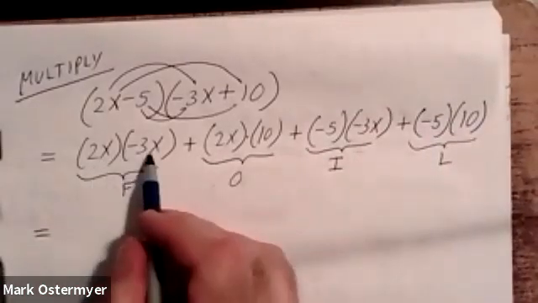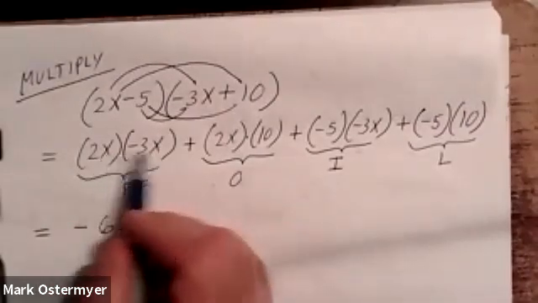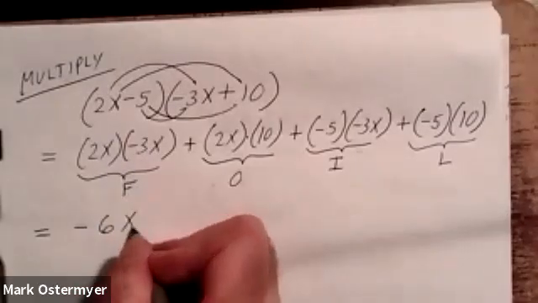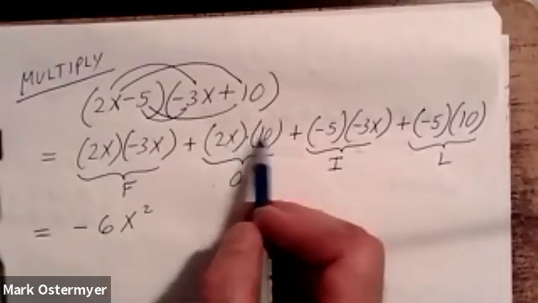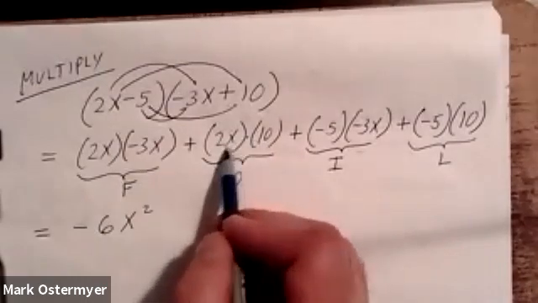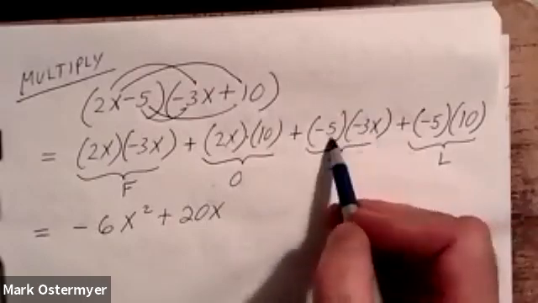So what's the product of 2x and negative 3x? What's 2x times negative 3x? Anybody? Negative 6x. Right. You got negative 6x squared. Yeah, what's x times x? X times x is x squared. All right. What's 2x multiplied by 10? 20x. Negative 5 multiplied by negative 3x, 15x. Negative 5 times 10, negative 50.